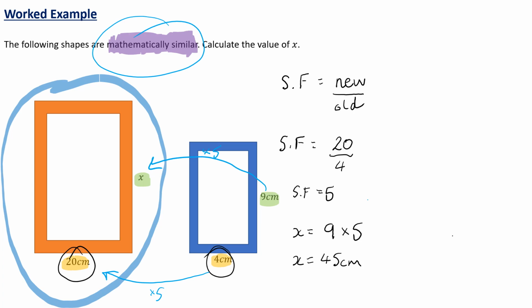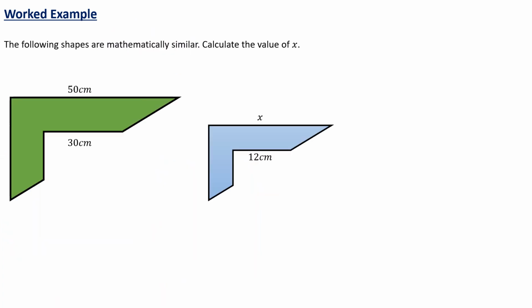Okay, one more example, then that's us. In this example, it says the following shapes are mathematically similar. So straight away, I'm thinking scale factor. And to work out my scale factor, I take the new corresponding side and I put it over the old corresponding side. Let's have a look at which sides are corresponding here. Which do I have the matching information for? Well, I've got this 30 and I've got the corresponding 12. So it's going to be 30 over 12 or 12 over 30.